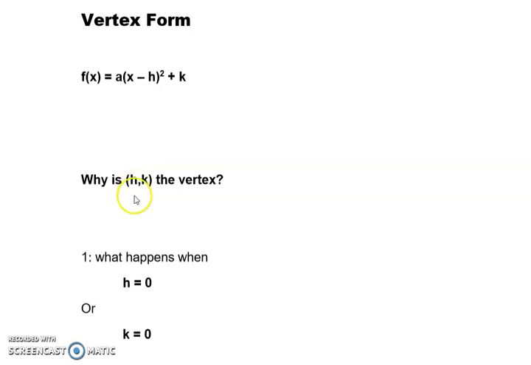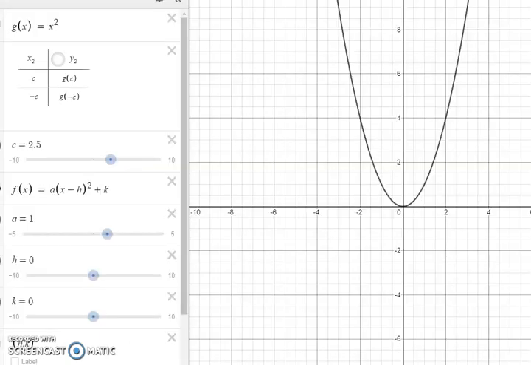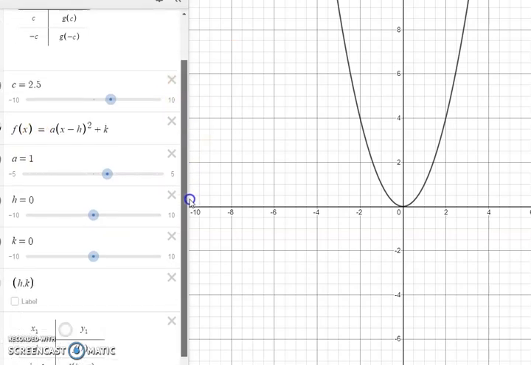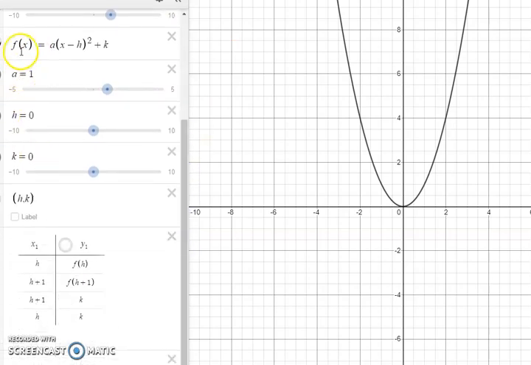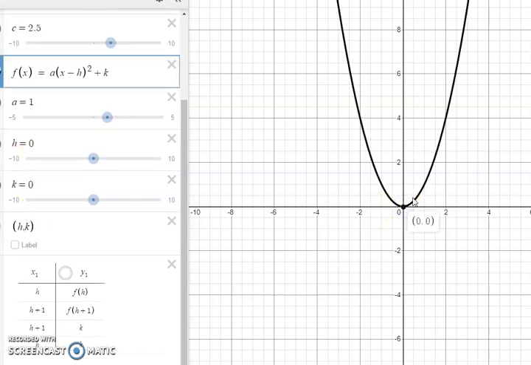So let's look at what we mean by that by actually graphing it. Right here you can see we have the vertex form of the parabola, a(x minus h) squared plus k, and a is 1, h and k are both 0. And right now you can see that that gives you the vertex at (0, 0). We're going to ignore a till later.